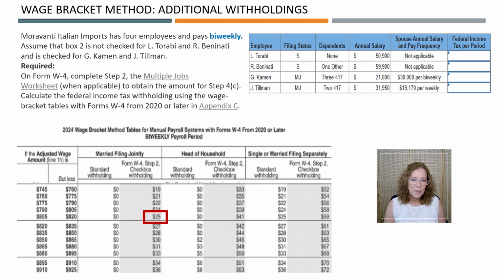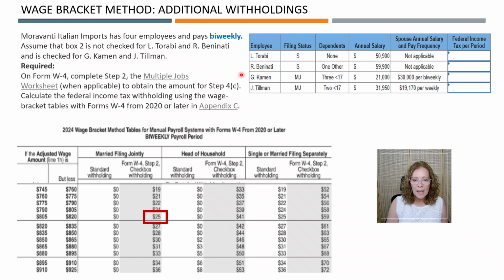This example illustrates what we have to do when the employees have dependents as well as additional withholdings from a spouse's income. Moravanti Italian Imports has 4 employees and pays biweekly. Assume that box 2 is not checked for El Tarabi and R. Beninati and is checked for G. Kamen and J. Tillman. The first 2 employees, Tarabi and Beninati, are very similar to the prior examples, and that's why I won't go over the detailed calculation. Please make sure, though, that you are comfortable with the calculations.